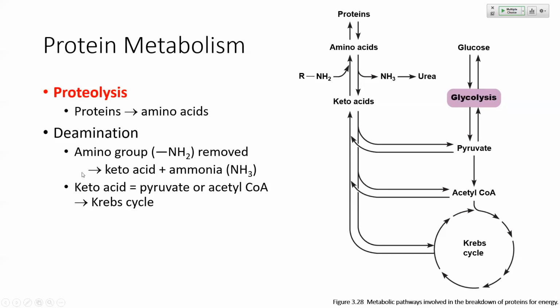And then the other part of that, the keto acid we mentioned, can be converted to pyruvate or acetyl-CoA, both of which can shuttle off into the Krebs cycle and continue on cellular respiration that way.